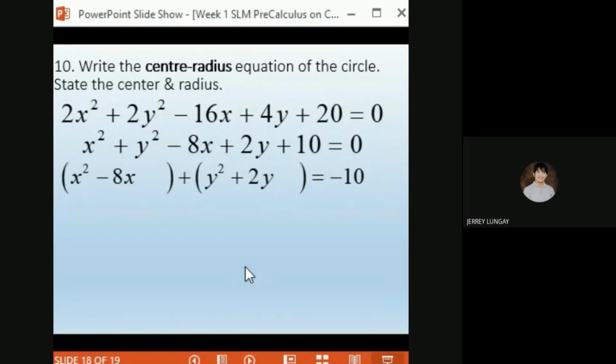What is one half of negative 8? One half of negative 8 is negative 4. Very good, team. Negative 4 raised to 2, pila man? Negative 4 raised to 2. Jedrick, very good. Okay, proceed to y terms.